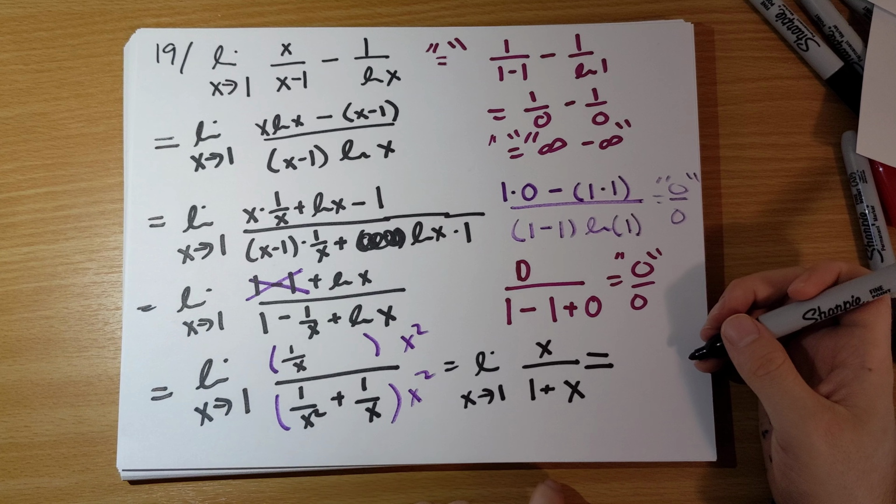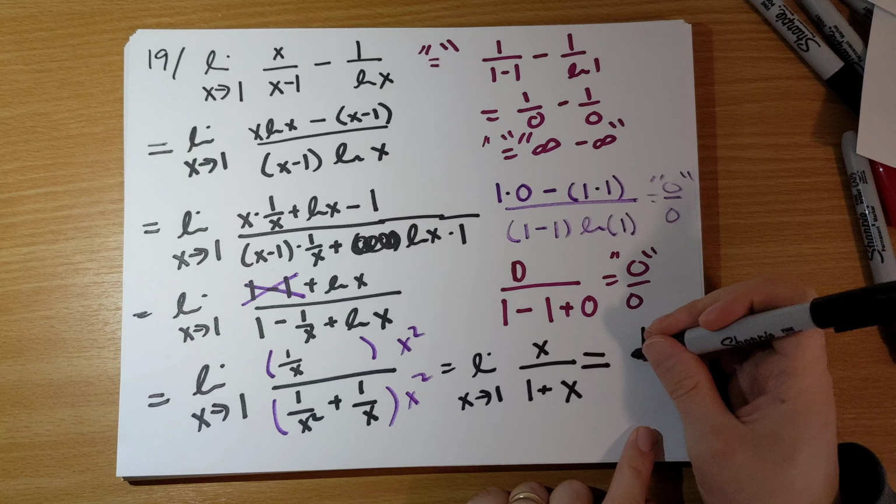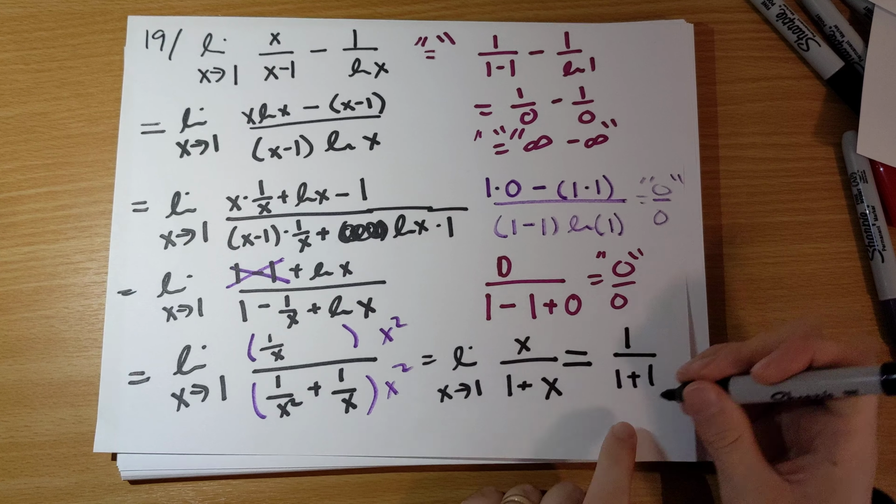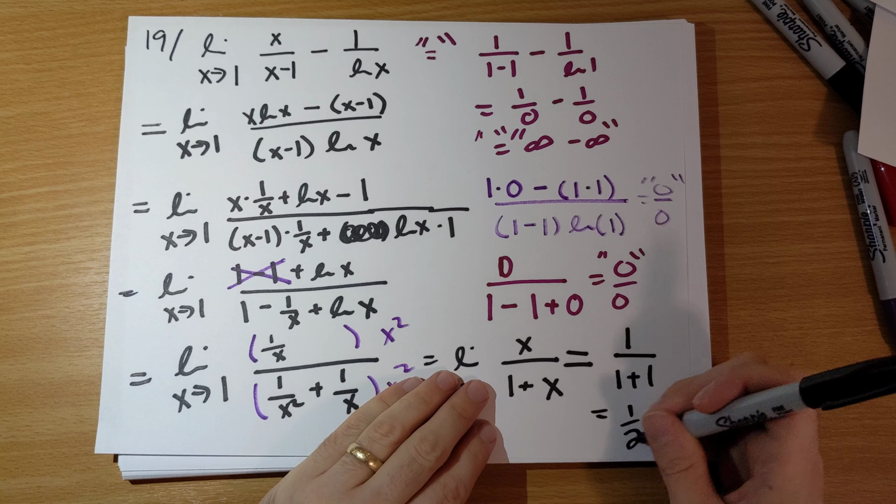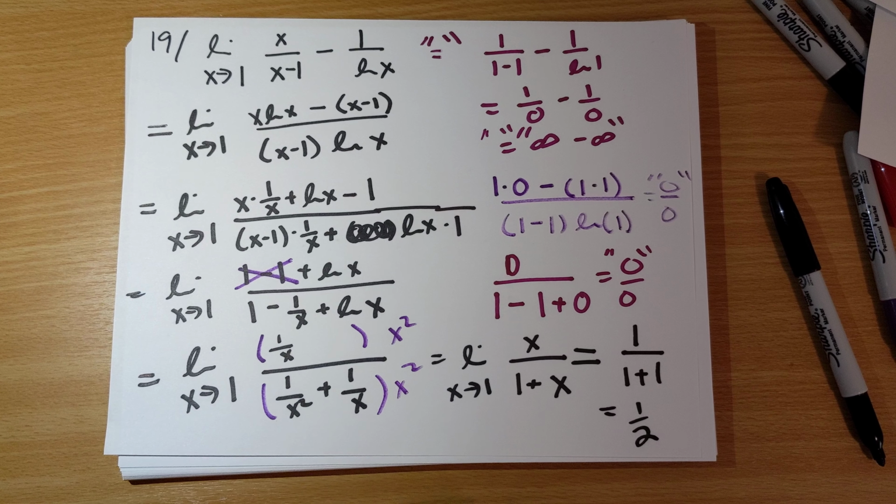Thankfully, we can plug in x equal to 1 without getting an indeterminate form here. 1 over 1 plus 1. Our final answer here is 1/2.